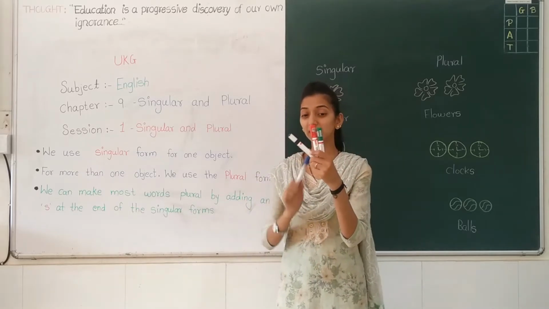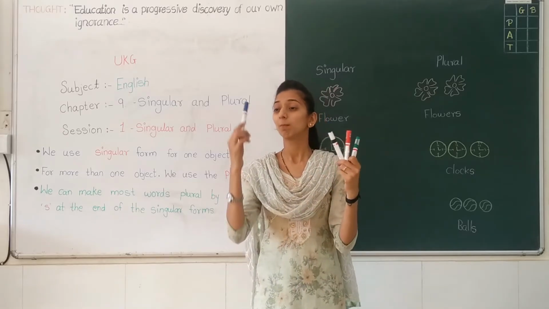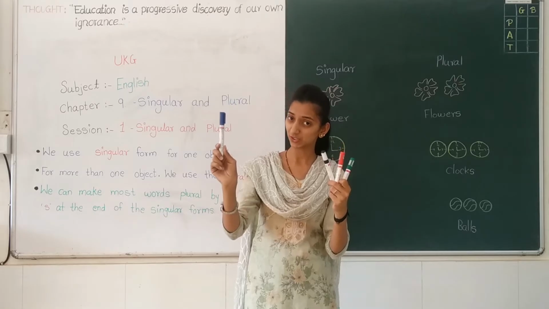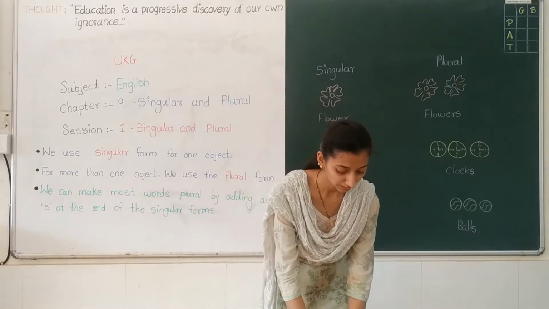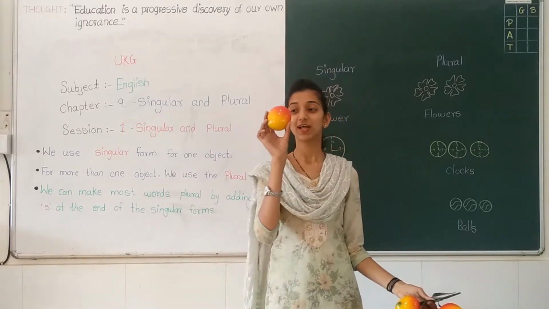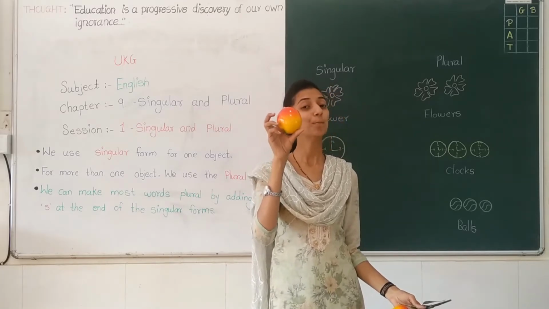Now, students, look here. I have some objects here. Correct? Now, tell me, what is this? This is a marker. Correct? Now, tell me, what is this? Markers. Marker, markers. This one is singular and this one is plural.